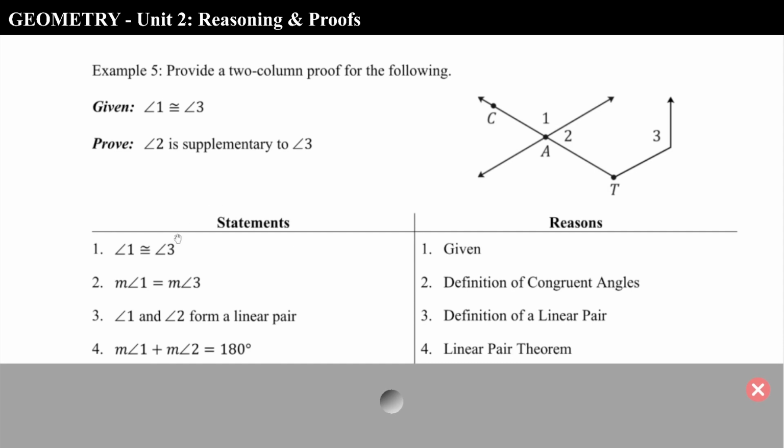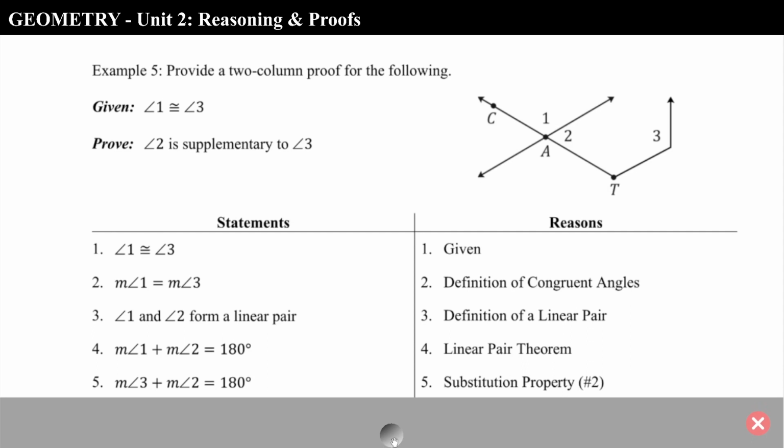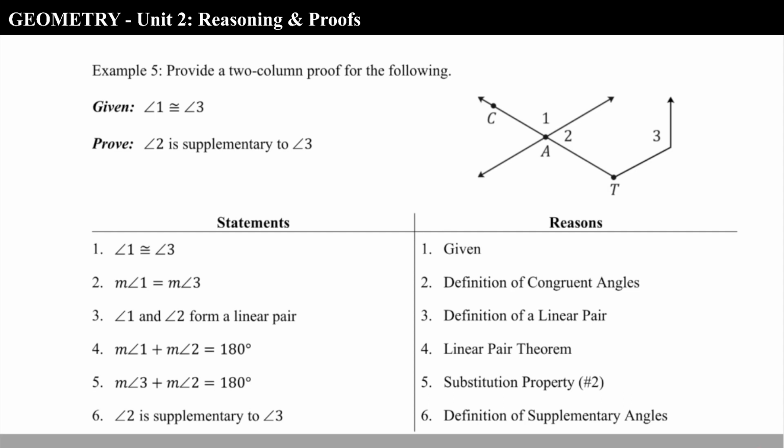Then we're going to take what we know from step 2. We're going to take the measure of angle 3 and substitute it in for the measure of angle 1, and that leads us to the measure of angle 3 plus the measure of angle 2 equals 180 degrees. And that's the substitution property, and we pulled that from number 2. Okay, sometimes it's good to just make a note of where we're substituting from, which step. And then finally, if the measure of angle 3 plus the measure of angle 2 equals 180 degrees, then the measure of angle 2 must be supplementary to angle 3, and that comes from the definition of supplementary angles. And we are finished with this proof.